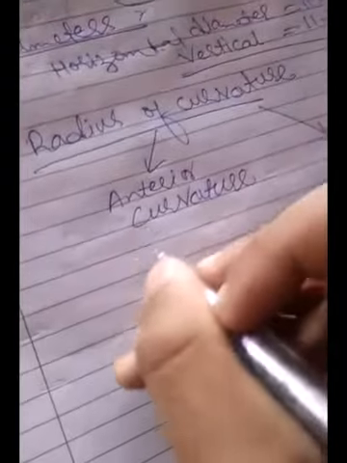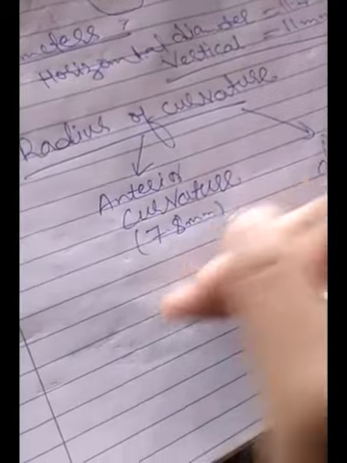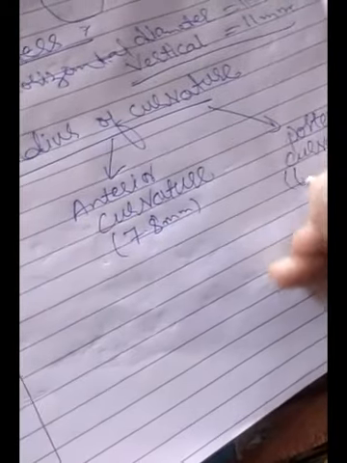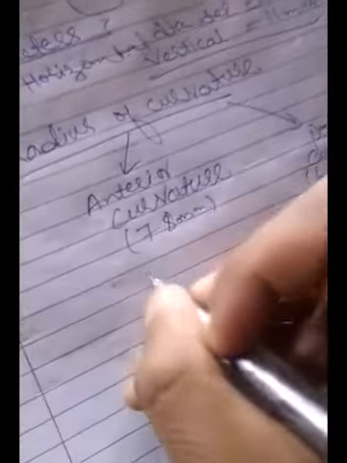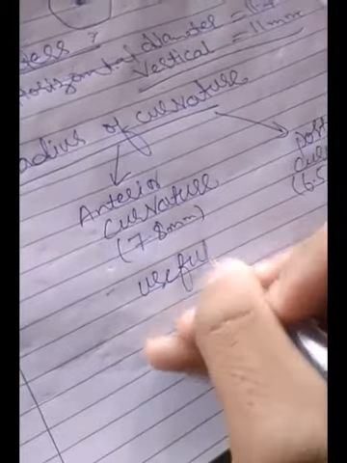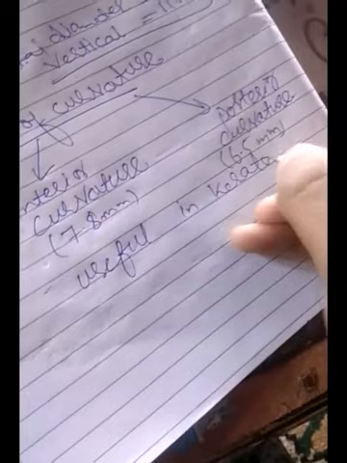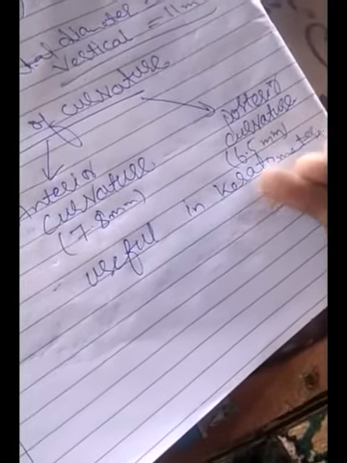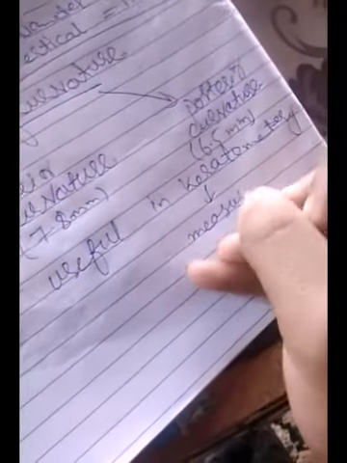Anterior curvature is 7.8 mm and 6.5. Posterior curvature is 6.5 mm. These curvatures are useful in keratometry. What is keratometry? Keratometry means measuring the curvature of the cornea.